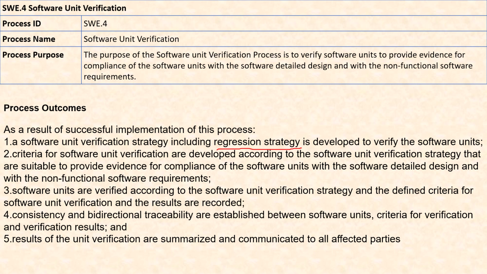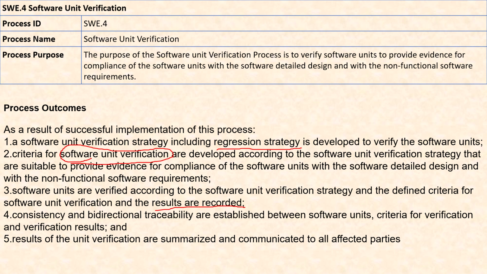Okay, next come the criteria for software unit verification. What are the various criteria for this verification? What are the various scenarios in which this software is checked or double checked? So identifying the criteria is the strategy. Next, the software units are verified according to the software unit verification strategy and the defined criteria for software unit verification, and the results are recorded. Once the software unit verification strategy is finalized, the software units are tested accordingly and the results are clearly recorded.